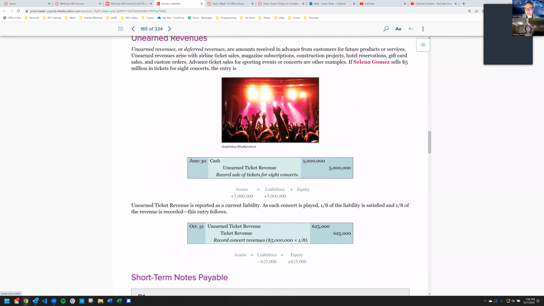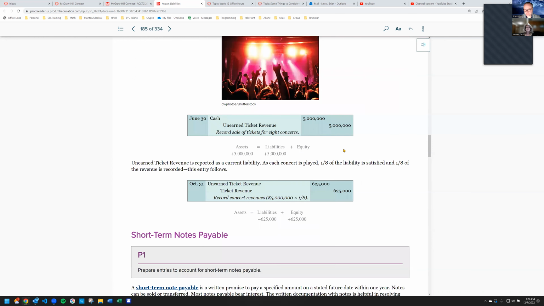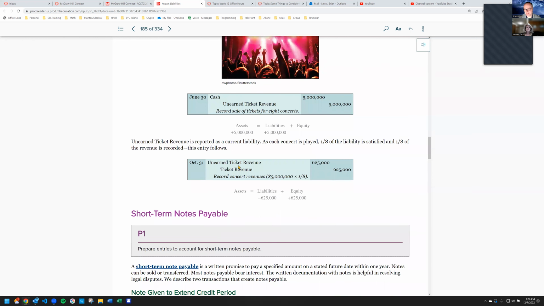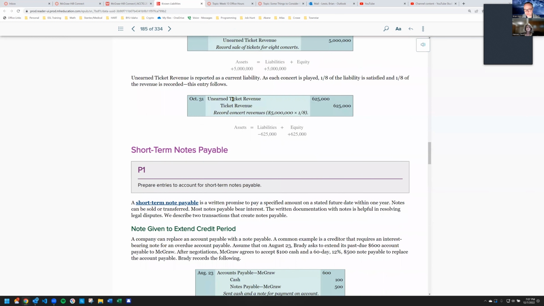Unearned revenues, we've talked about that in prior chapters early on. When we recognize the cash received but it hasn't been earned yet, it'll go to an unearned revenue account on the liability side of the balance sheet. And then when you actually recognize it, it'll get credited out of that account and into a ticket revenue income statement account. So this is balance sheet, this is income statement.